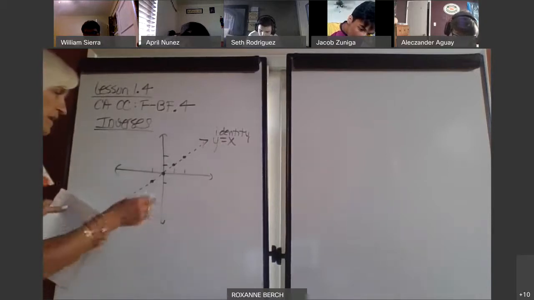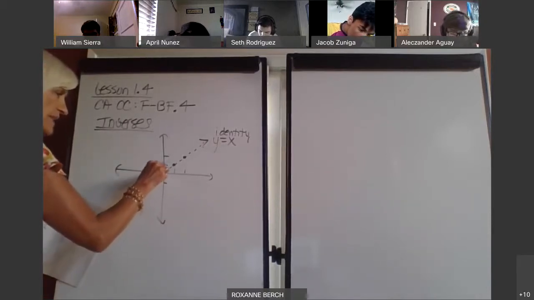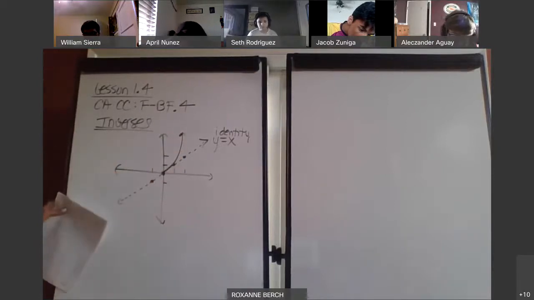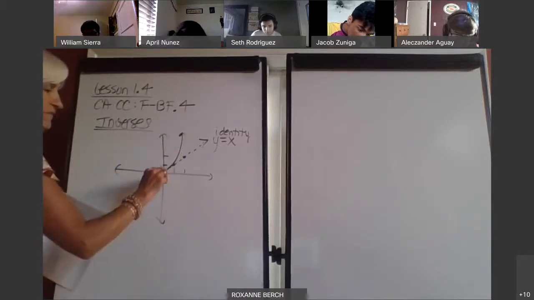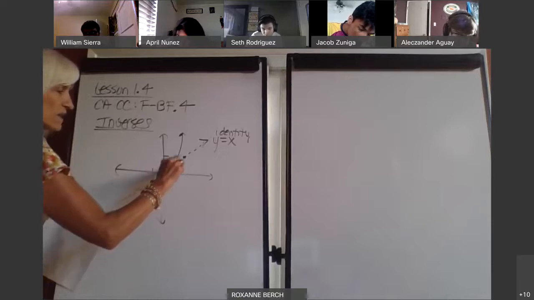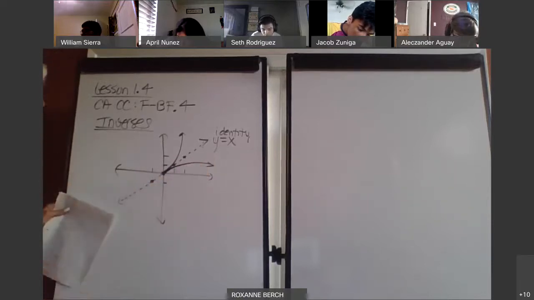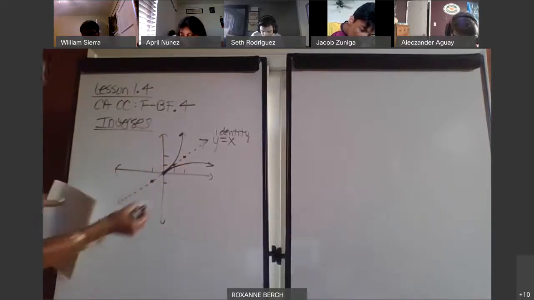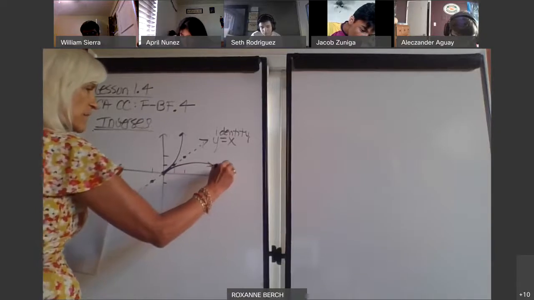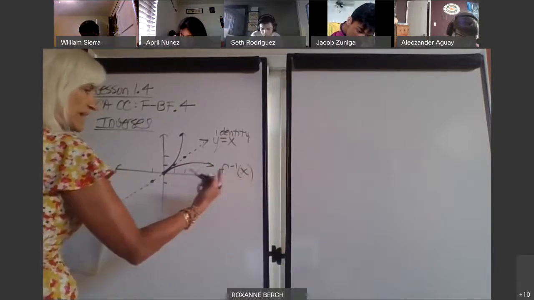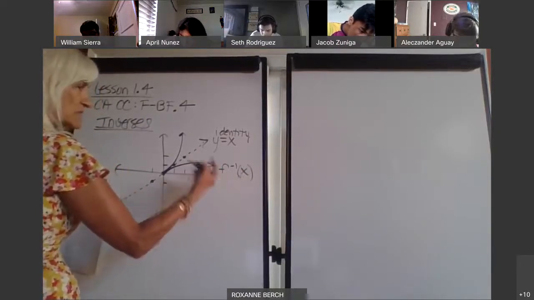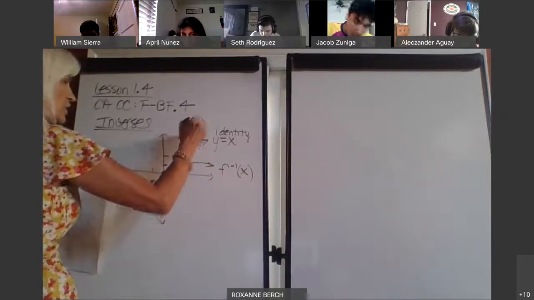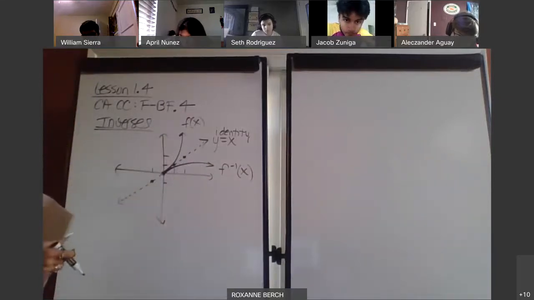So what happens with an inverse is, let's say your graph is half a parabola. The inverse reflects over the identity. So if you folded your paper in half, you would find the inverse. Now, the inverse has special notation, and it's read as f inverse of x. So this would be the function, that would be the inverse.